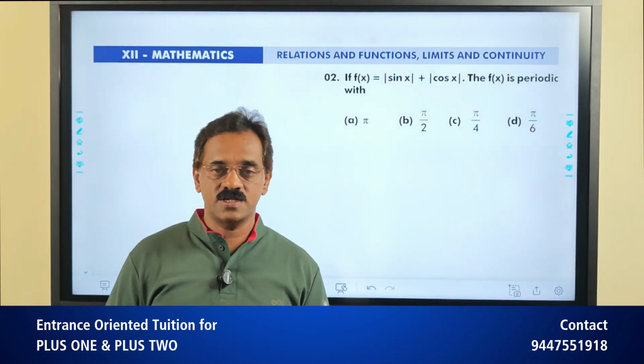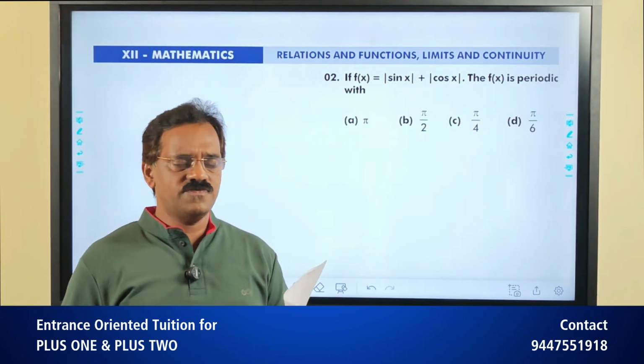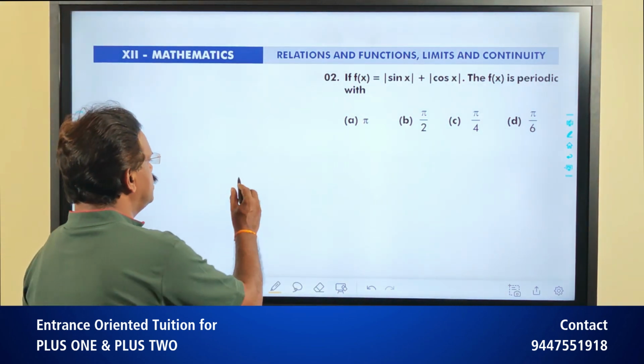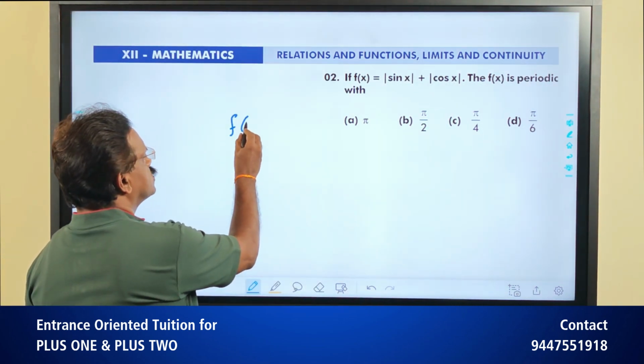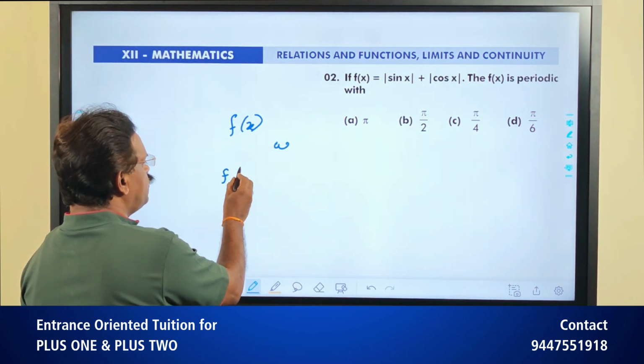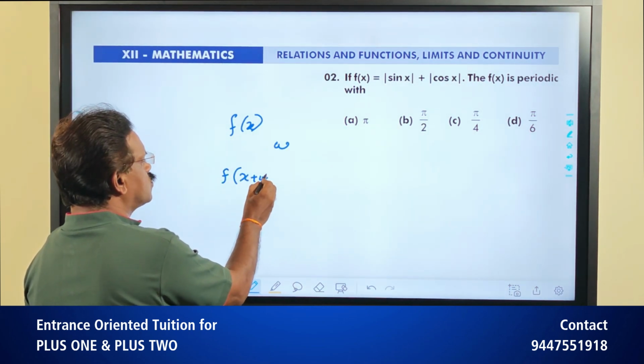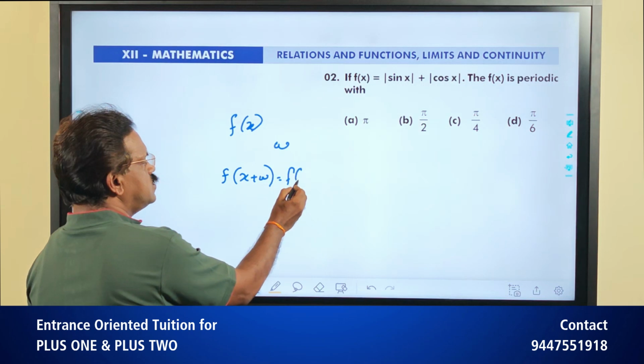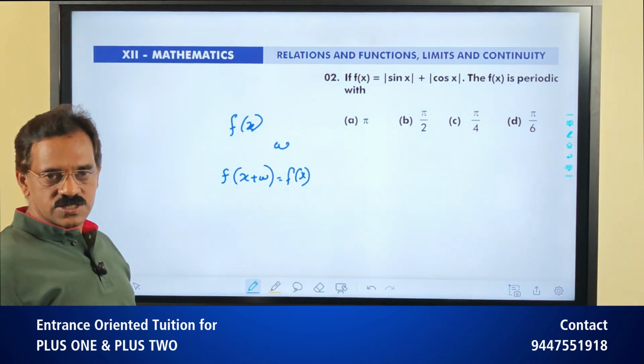It is about periodic functions. First we will define what a periodic function is. Any function f(x) is said to have a period omega if f(x plus omega) equals f(x). That's the definition of a periodic function.